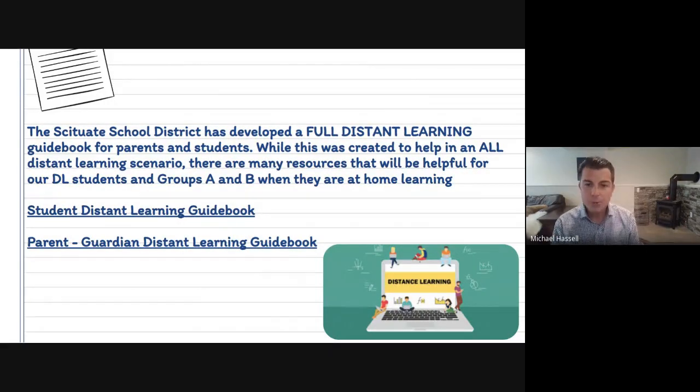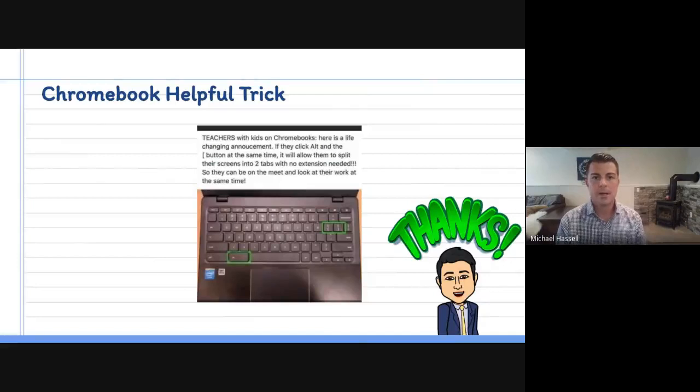Just some guidebooks here, some links to some distance learning. These are links that were intended like back in March when we were full distance learning. So if COVID starts to increase and we get information from the governor or from the Department of Health that we have to shut things down and go back to distance learning, we're doing things a lot differently. So we're asking parents and students to review these guides carefully. Just some Chromebook helpful tricks to split your screen. You can take a peek at that.